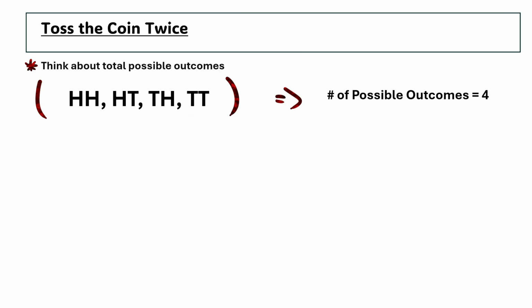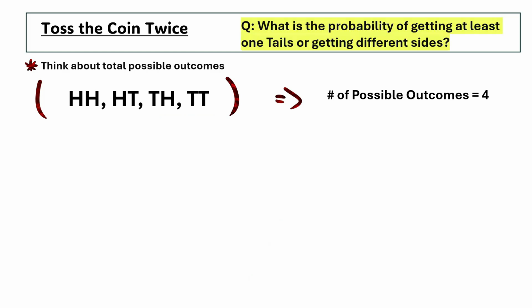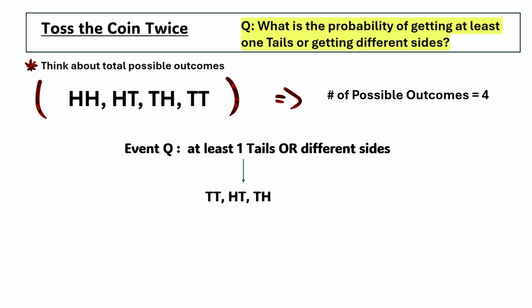Okay, we are now ready to ask our next question. What is the probability of getting at least one tails or getting different sides after tossing the coin twice? So then let's first think about our event, and I'm going to call it event Q, and that's going to be getting at least one tails or getting different sides. So getting at least one tails we know involves three separate events, which are TT, HT, and TH. Now getting different sides involves two separate events, which are HT and TH.